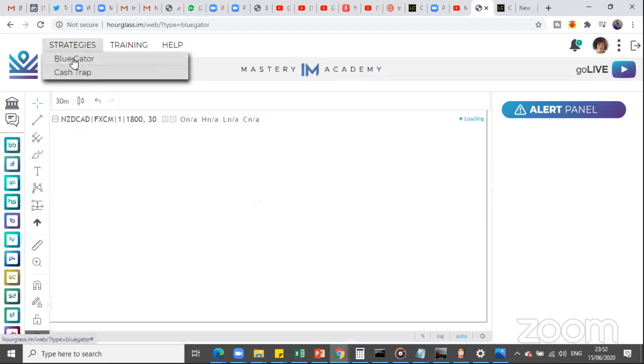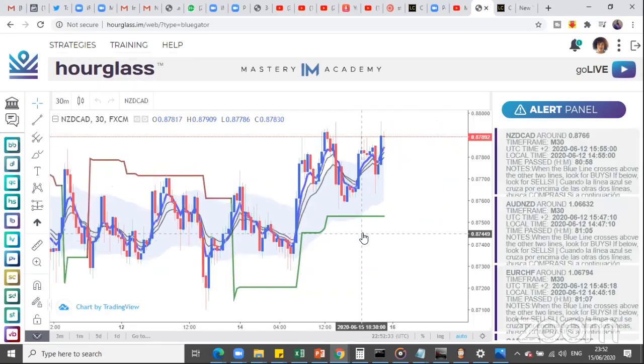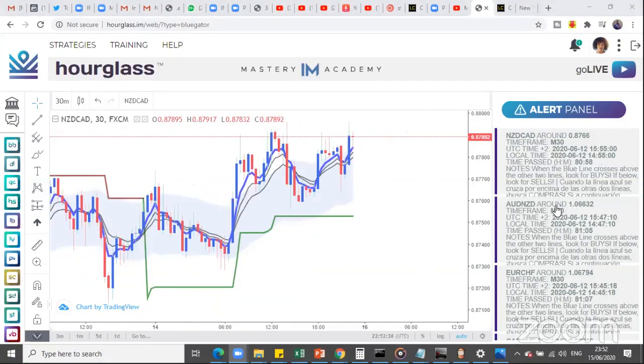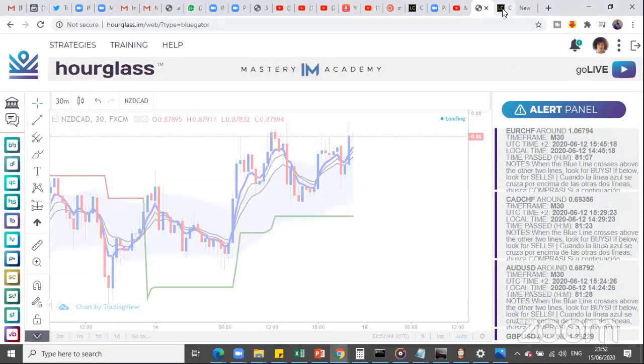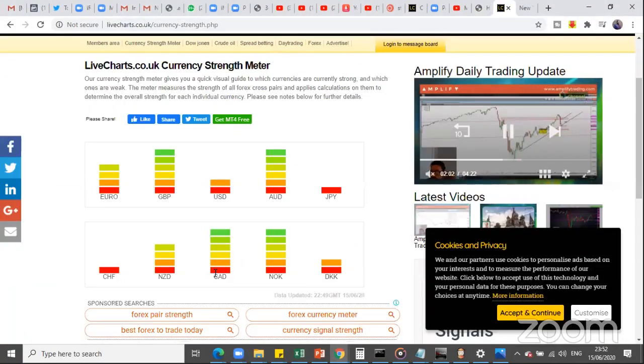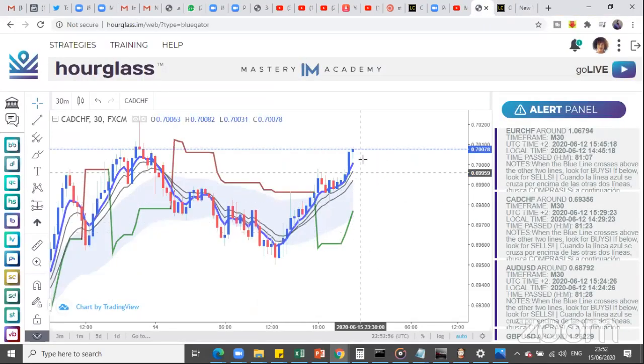So you come here and you click on Hourglass. Once you click on Hourglass, you come here and select those pairs that you have mentioned. We mentioned CAD CHF. CAD has 5, CAD has 6, CHF has 1. That means that should be a buy. So that means on Hourglass, it's going to be buying. You can see that it's buying.